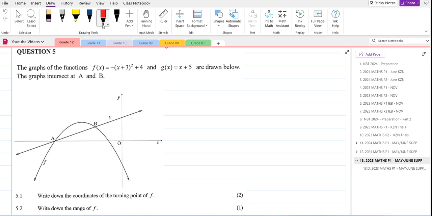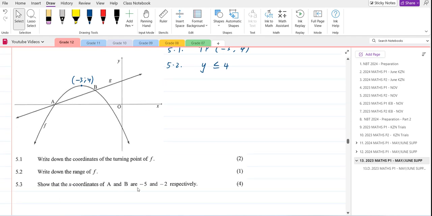So simple, 5.1, right? Turning point. So turning point is basically opposite sign here, minus 3 and 4. Right, so we have minus 3 and 4 here. Write down the range of f. The range of the f graph, which is a parabola, is the y values. So it's the maximum value coming down. So 5.2, straightforward, y is less than or equal to 4. Or you can say from negative infinity, excluding negative infinity, round bracket, to 4, square bracket.